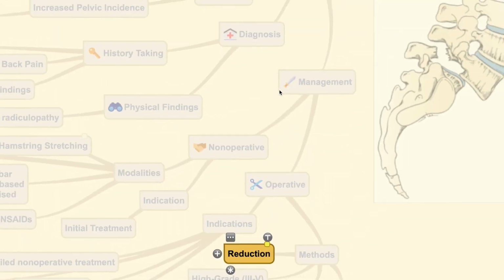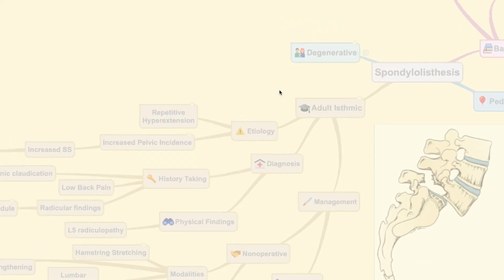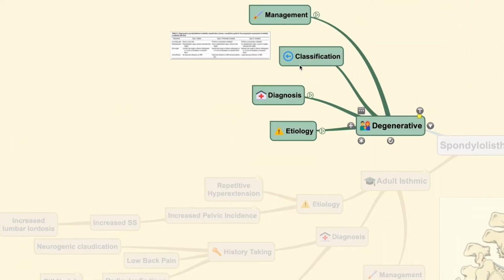And that is all for the adult isthmic type. Moving on to the degenerative type.